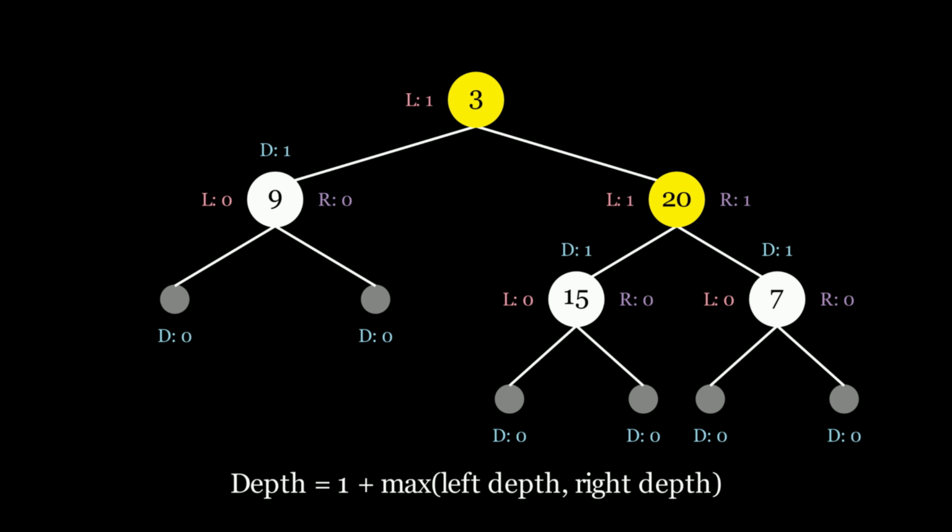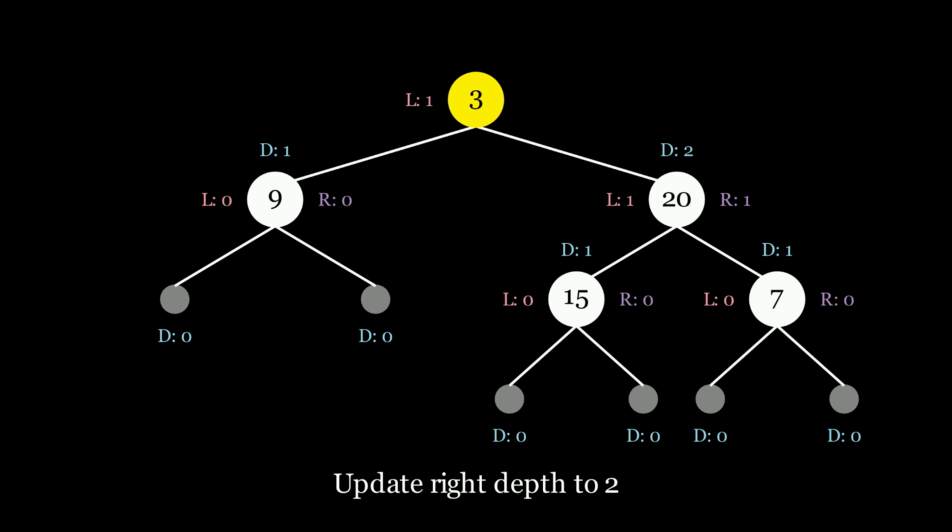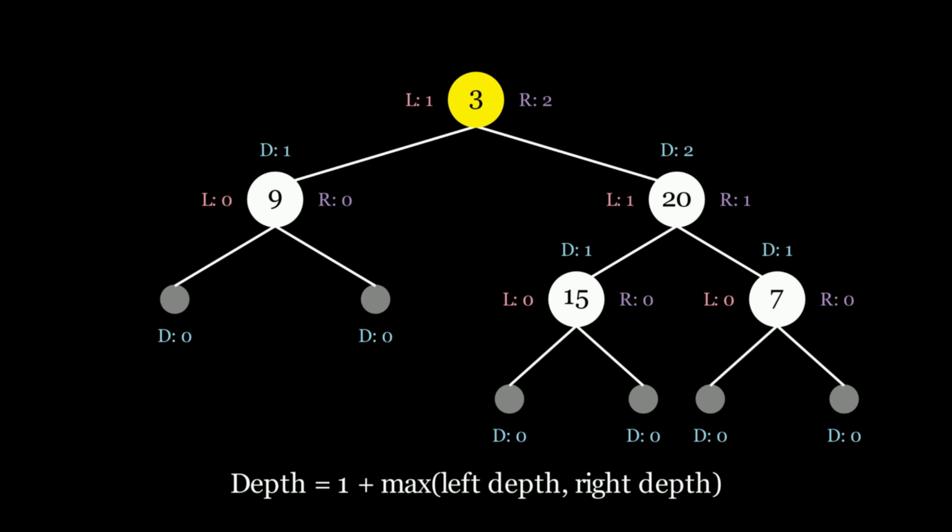For node 20, this is going to be 2. It has a depth of 2. 1 plus the maximum between the left and right depth, which are both 1. So the depth at 20 is 2, and we return that back as the right depth to node 3. Right? So now the right depth is 2 for node 3. And what do we return back for node 3? This is 1 plus the maximum between the left and right depth. In this case, the right depth is greater than the left depth. So we use 2. 2 plus 1 is 3. So the current depth at node 3 is 3.